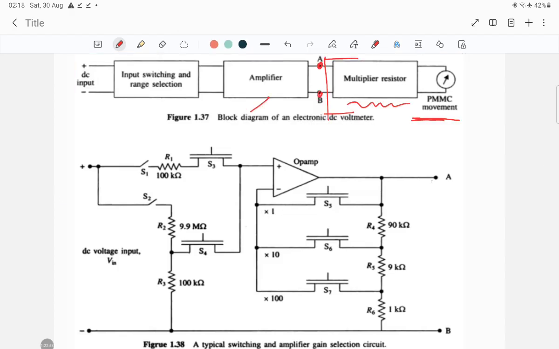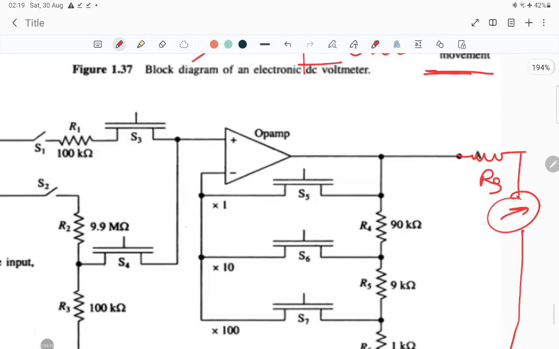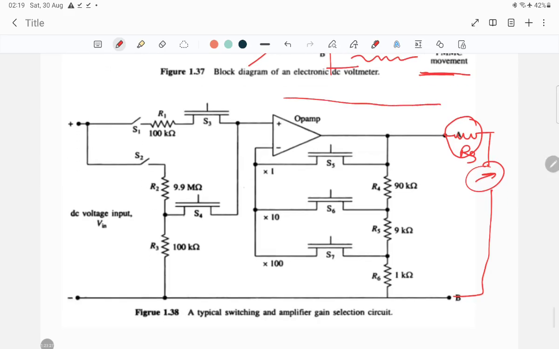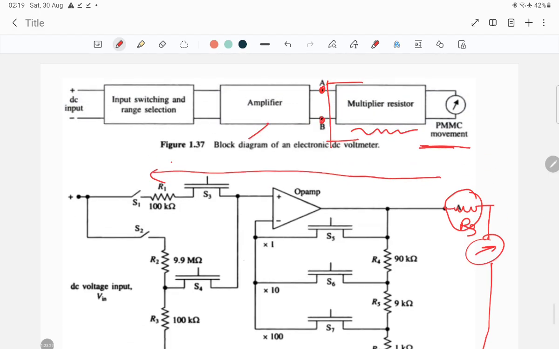With this multiplier resistor, you will just provide the resting operation. Here there will be RS, then over here there will be the RM or the PMMC. So the multiplier resistor is nothing but the RS value, and PMMC is the resting mechanism. And whatever is before AB, this total part is nothing but the input switching block and range selection, as well as the amplifier block.